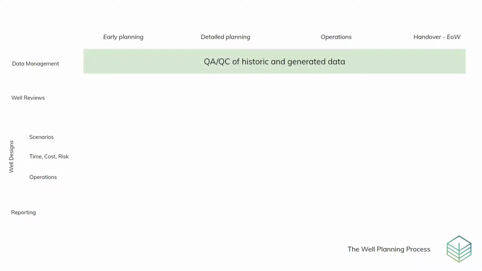Data management is about quality assurance of historic and generated data. If you don't have quality data, no one will trust any part of the system. Engineers do this at every phase of the planning and operations phase, reading reports and looking at historical data. They also have a lot of meetings and one-to-one talks to cover data issues.